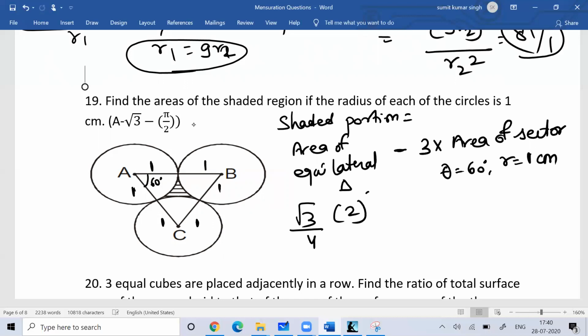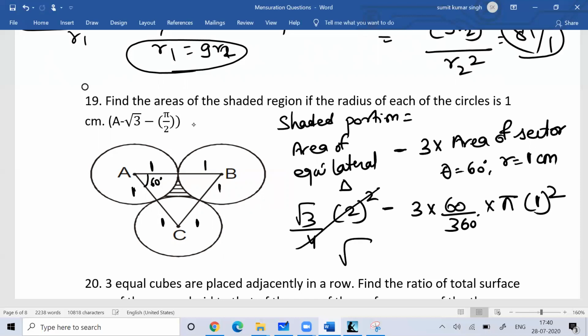So this is root 3 by 4 into 2 square, minus 3 times theta by 360, that is 60 by 360 into pi r square, pi into 1 square. So this 4 gets cancelled. Root 3 minus, this is what? This is 1 by 6. So 3 by 6 is 1 by 2. So this is pi by 2. So that is the answer.